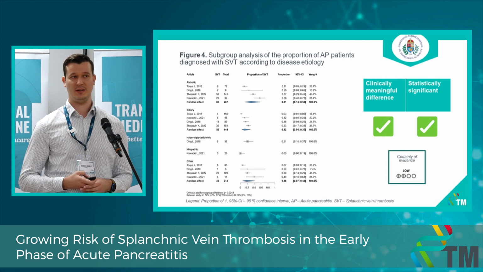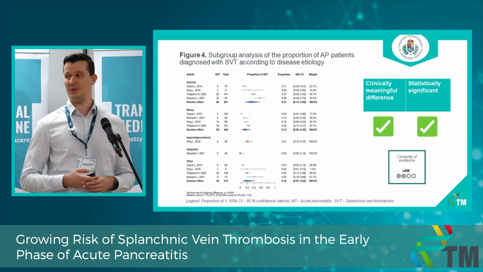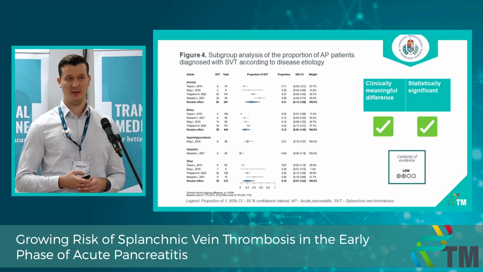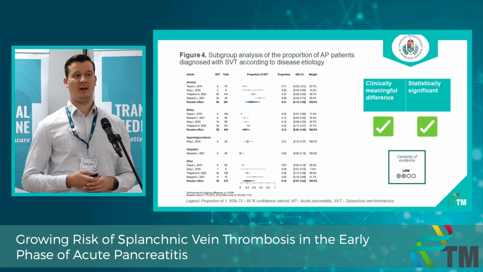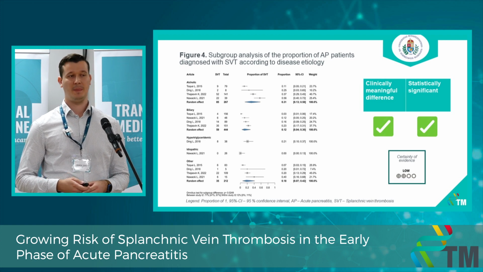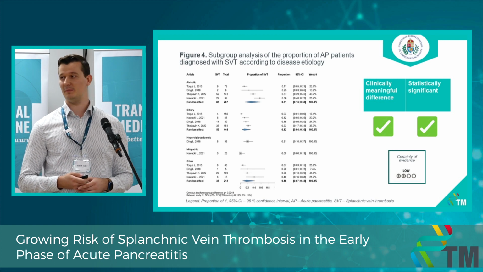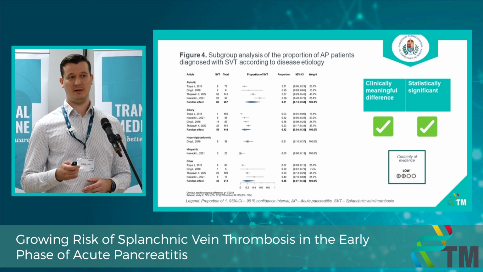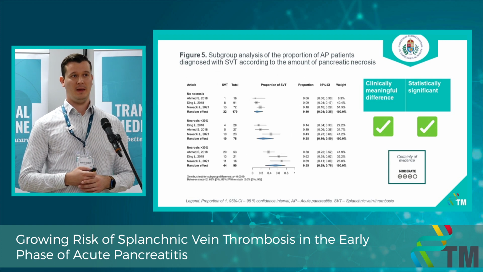On this next forest plot, you can see a subgroup analysis by AP etiology. And you can see that alcohol-induced AP patients are the most affected, with 31% prevalence, which is 1 in 3. In contrast, you can see that biliary patients have only 12% SVT prevalence. This is both clinically and statistically highly significant.